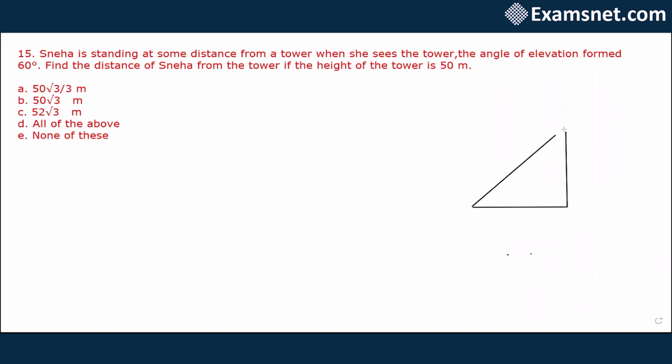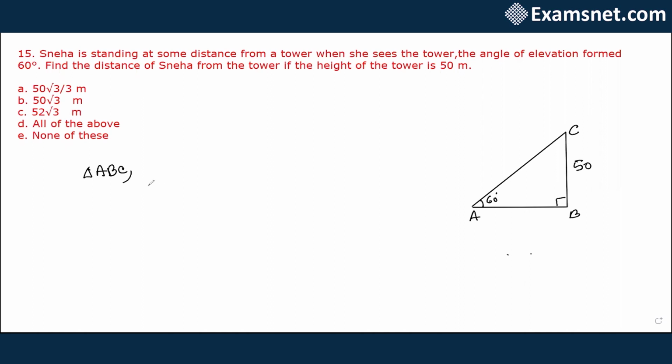So the angle of elevation from Sneha to the top of the tower is 60 degree. Let's name it as ABC. So here we are asked to find the distance of Sneha from the tower, that is the length of AB. Now let's consider triangle ABC. Here B is the right angle.